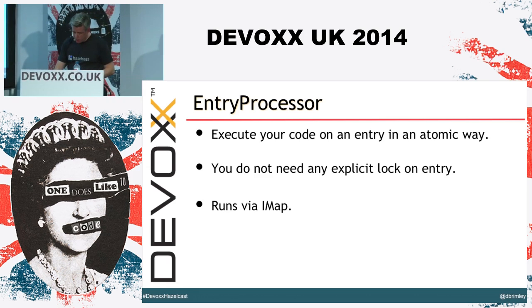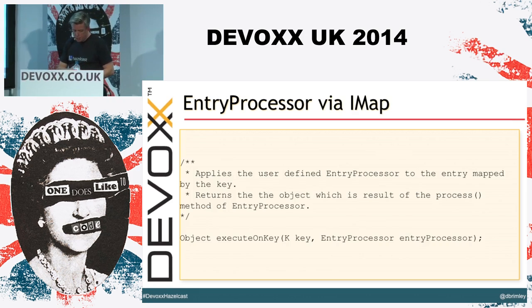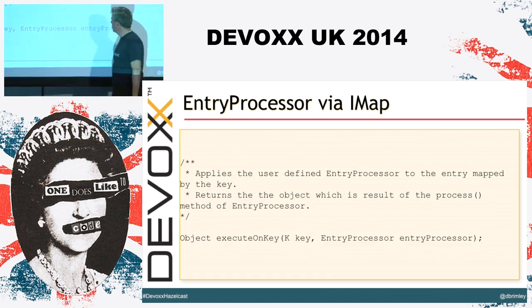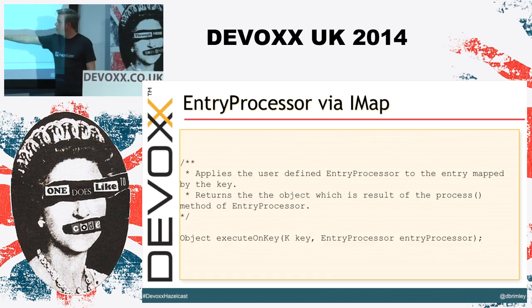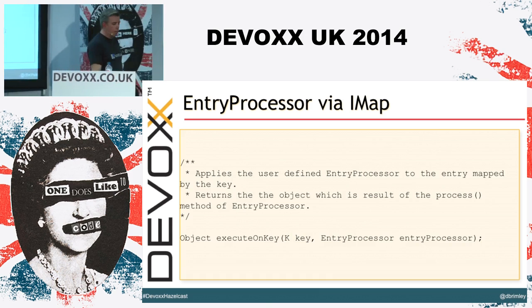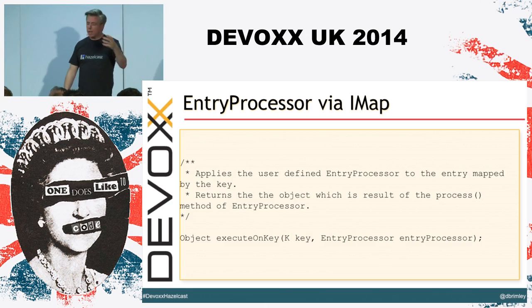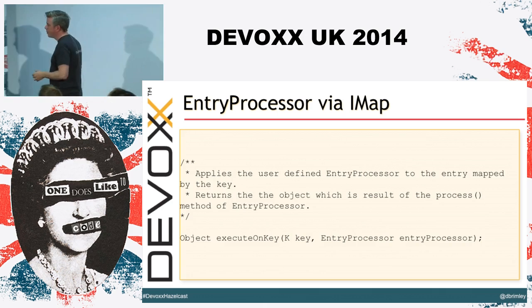So a very, very simple example there, but on the IMap interface, you say, I want to execute this entry processor on this key. And it will go off into the cluster, find the JVM that it's running on that key, and it will run your entry processor.